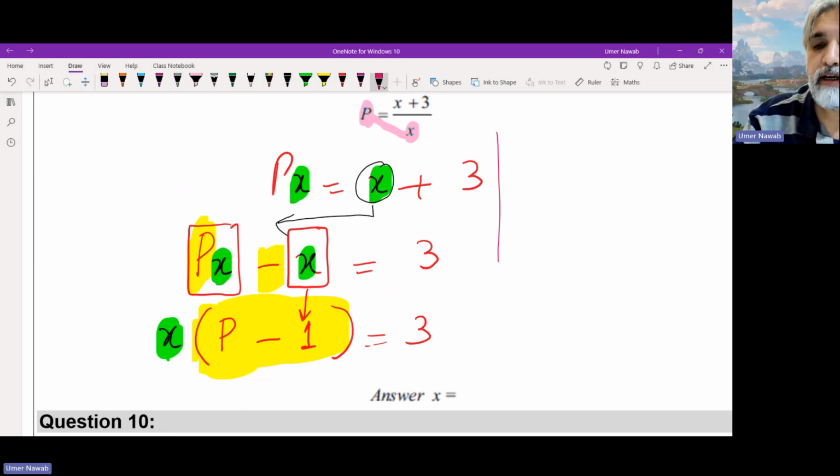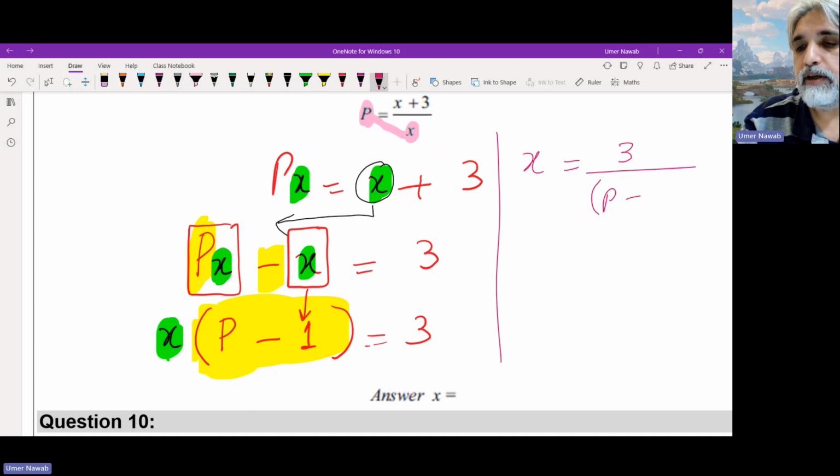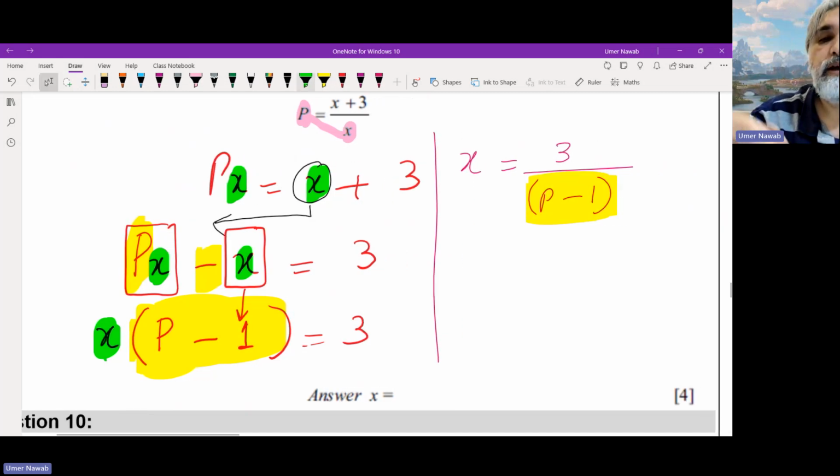So if any bracket is multiplying with subjective term, the opposite of multiplication is division. So the whole bracket b minus 1 from the left hand side will go to the right hand side in the denominator. And I'm happy that I have made my x as a subject. So the final answer is x is equals to 3 over b minus 1, like this.